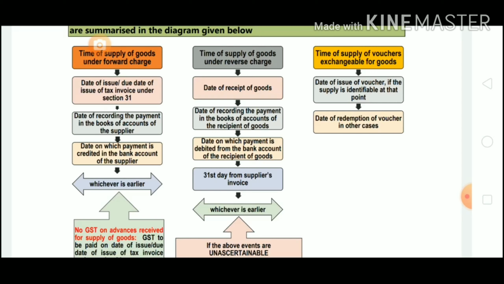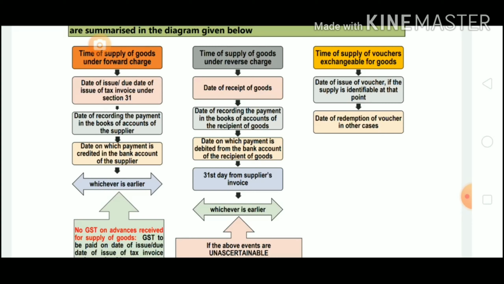In this case, if the supply is identifiable at that point, then we'll take the date of issue of voucher. Suppose it's mentioned in the voucher coupon that against this voucher coupon you can purchase food items. Now in this case, specific item in supply is not identifiable. It's given here food items, so specific food item is not mentioned. So in that case, we'll take date of issue of voucher.